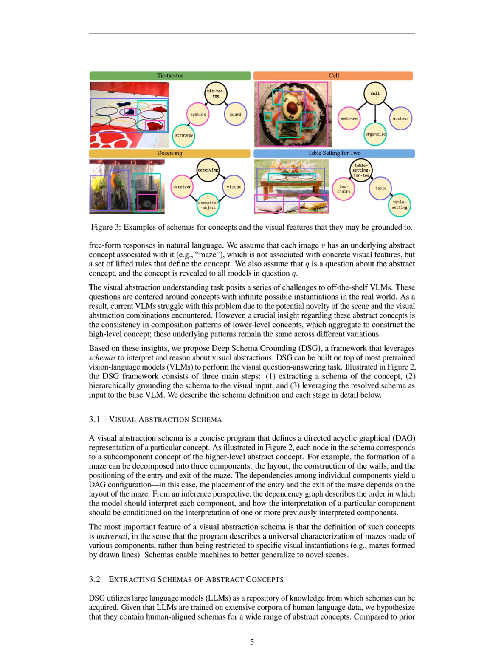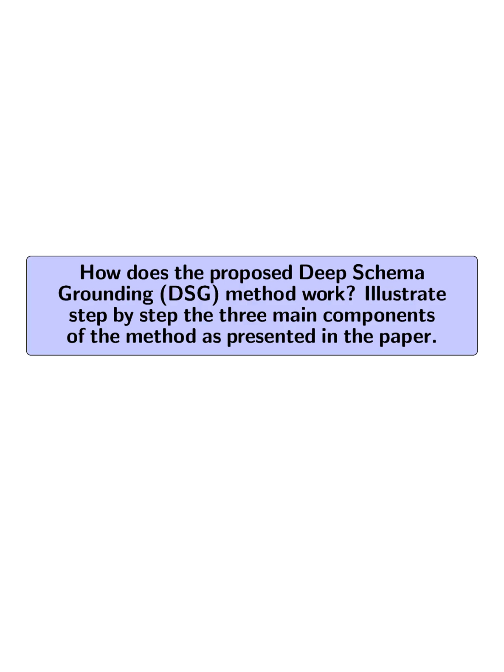Ultimately, DSG enhances the performance of VLMs on visual question-answering tasks by providing a more coherent and contextually rich understanding of visual abstractions. How does the proposed Deep Schema Grounding (DSG) method work? Illustrate step by step the three main components of the method as presented in the paper.